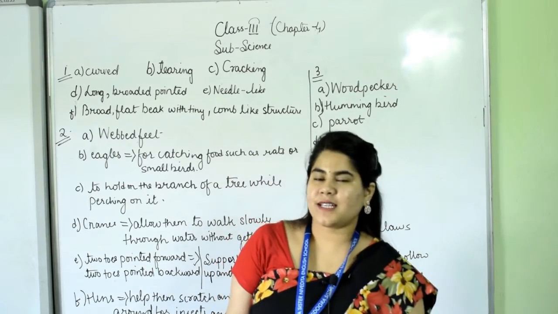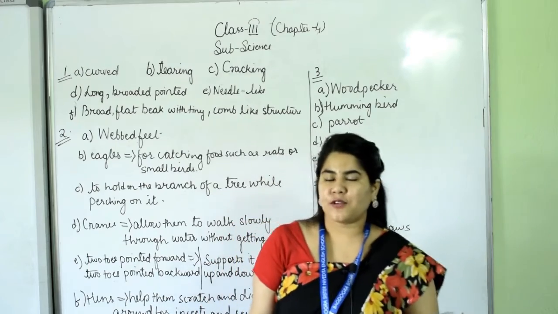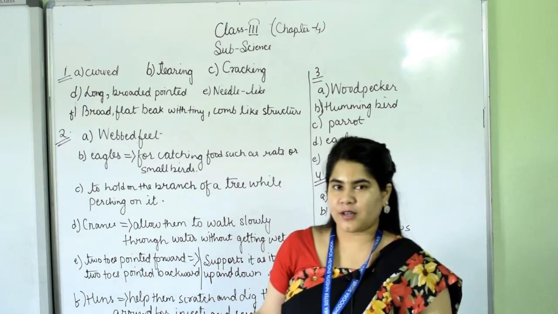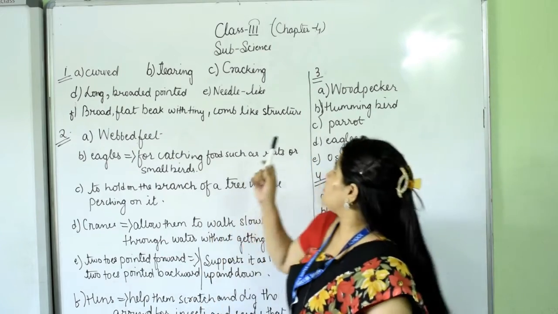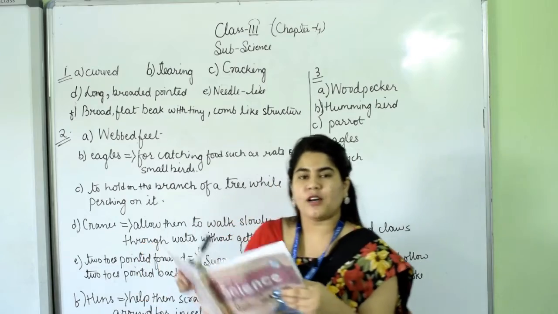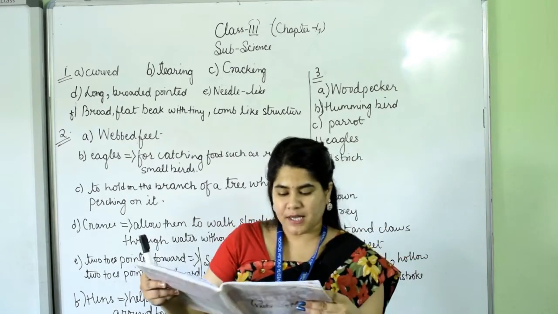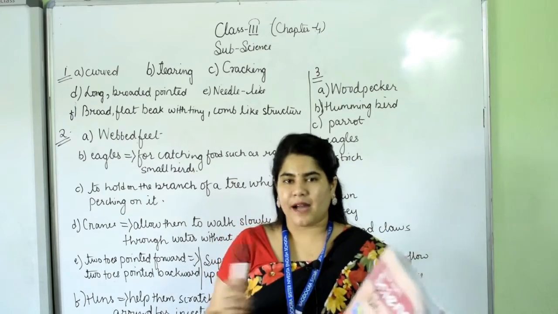Hello my dear students, I welcome all the students of class 3. Today we are going to deal with chapter number 4. It's all about birds. The name of the book is Lakshmi Singh Science, chapter number 4, Birds: Feathers, Beaks, Feet, Claws and Flight. The explanation was already done by Rahul sir.